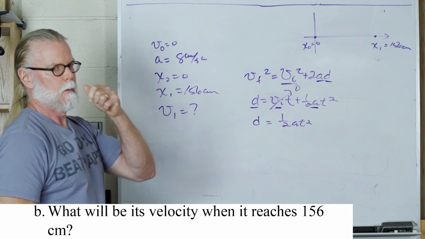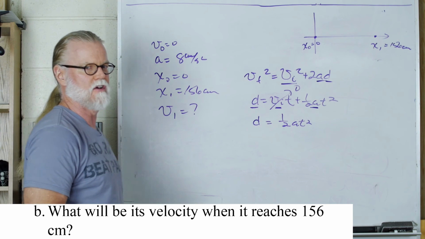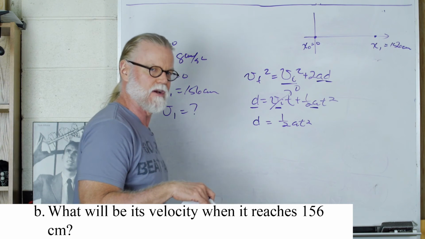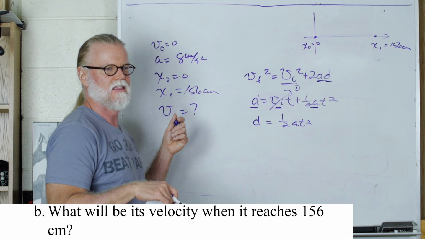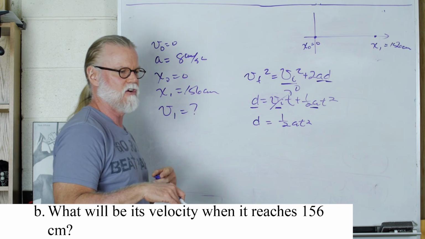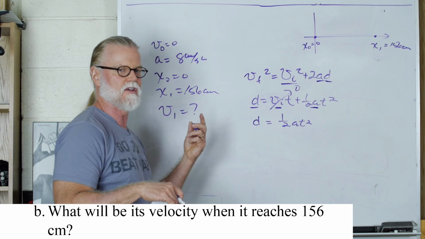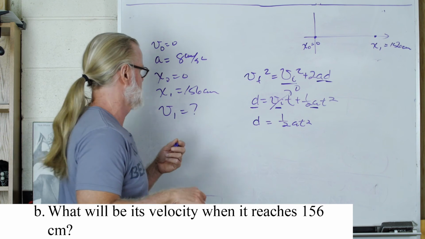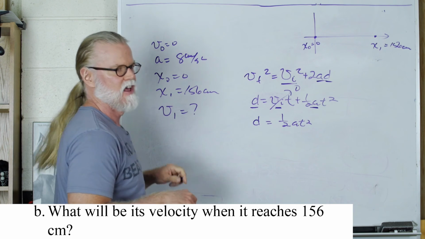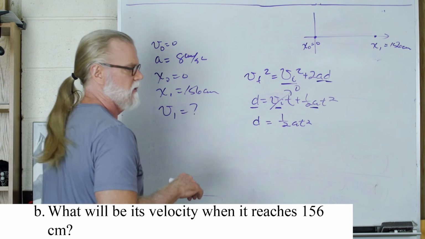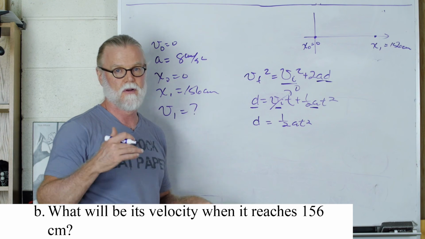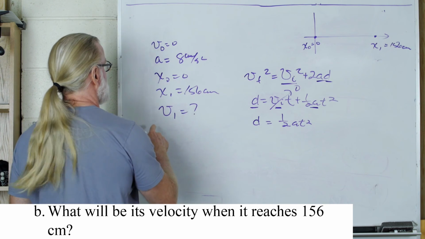We want V1. Generally, if you can avoid it, don't use an answer from a previous question to answer one of these, because if you made a mistake, then you make another mistake, and your answer might be unreasonable because of the previous mistake, and you can't judge your answer. So if you can, only use the information they gave you. Don't use a solution from an earlier problem. Sometimes you have to. But if you don't have to, don't do it.